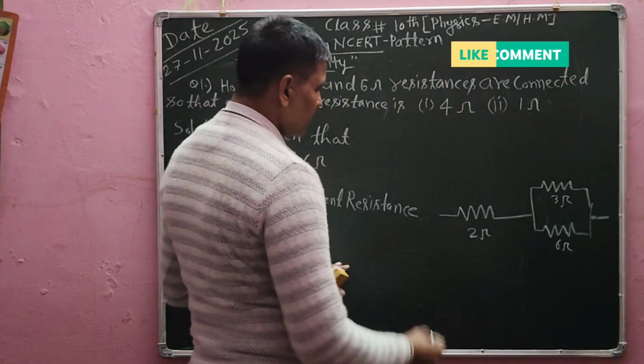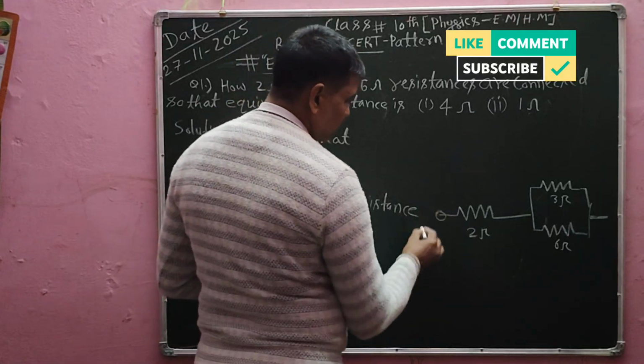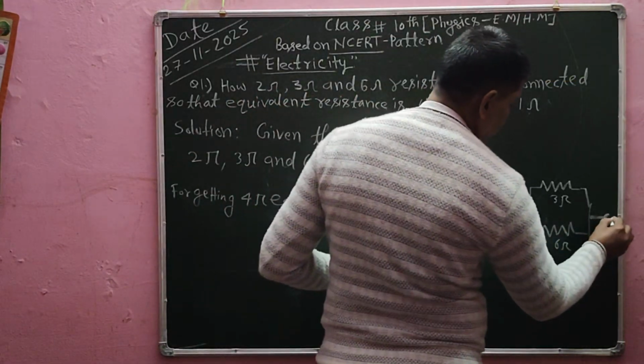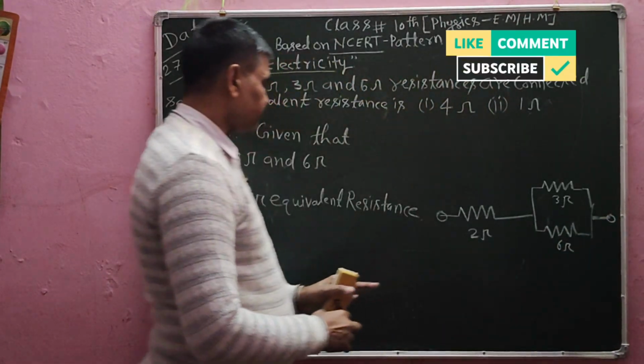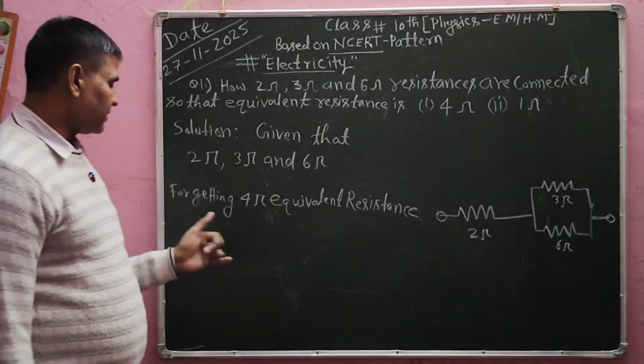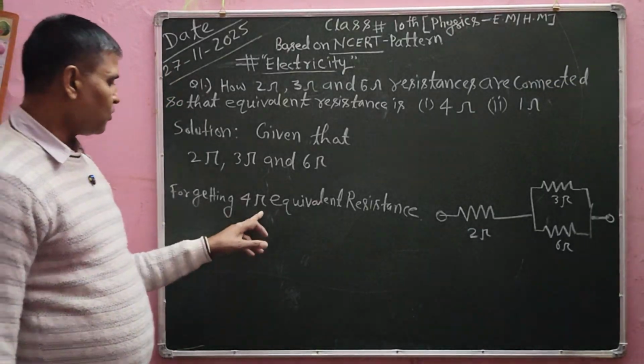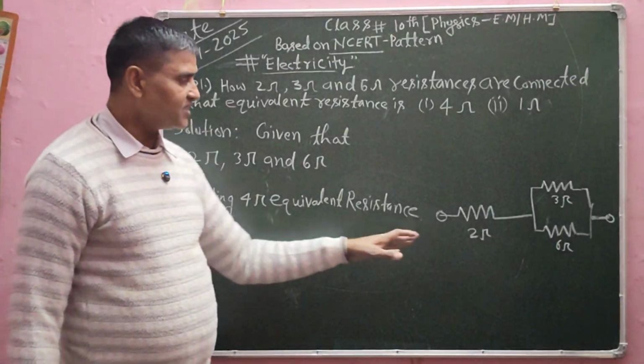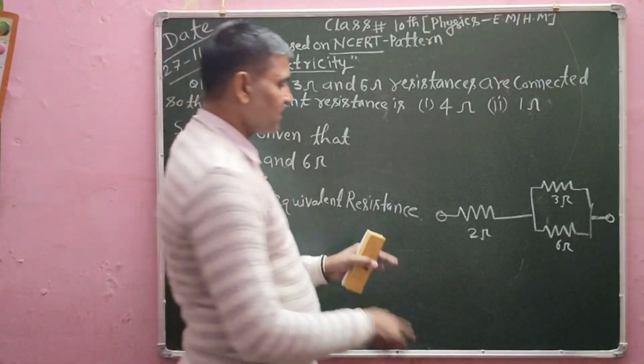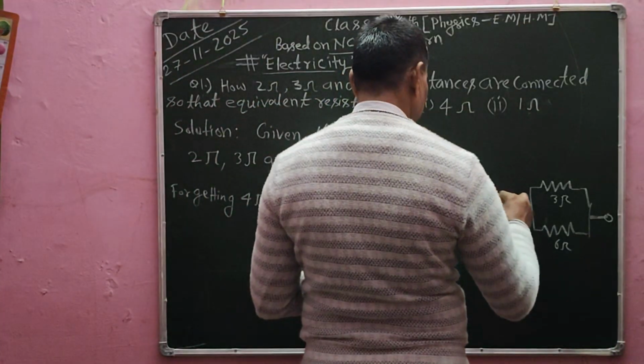Okay, so this is node A and this is node B. Now here I am saying for getting 4 ohm equivalent resistance, this is the circuit diagram.